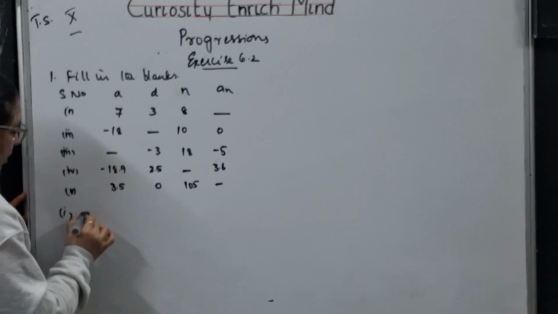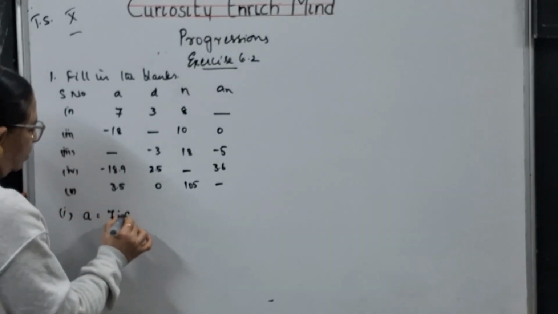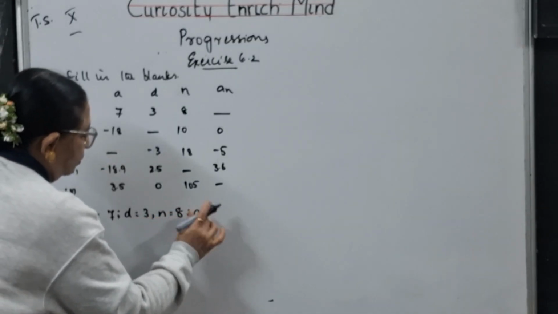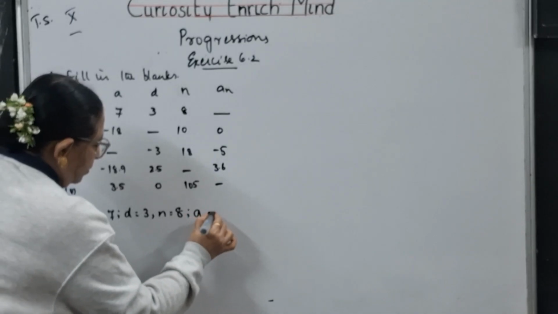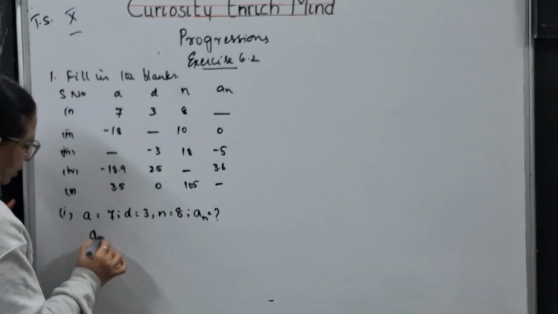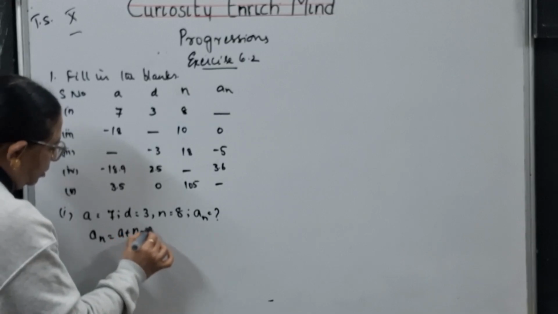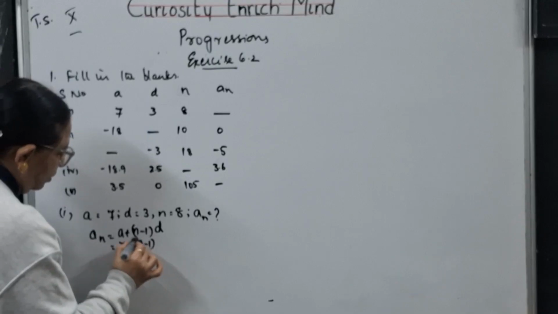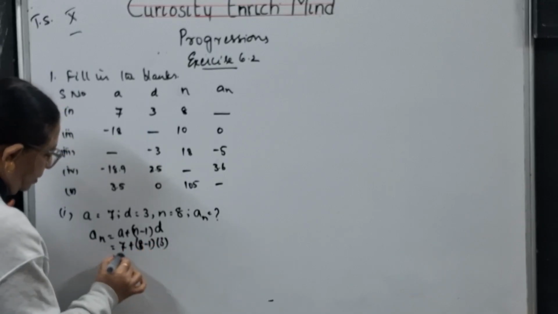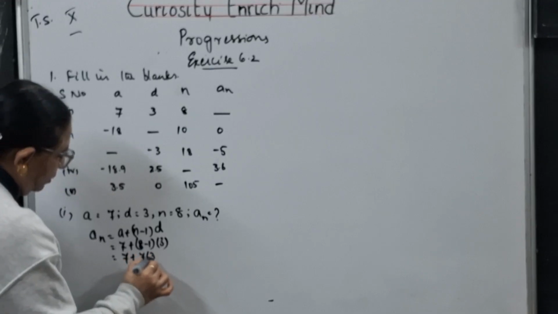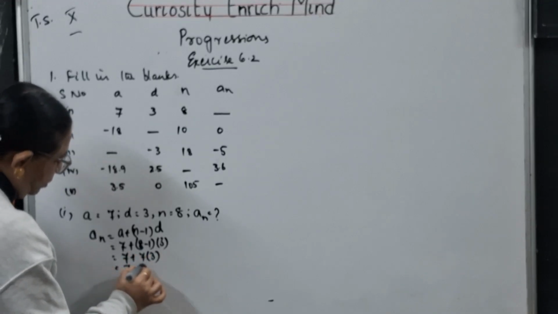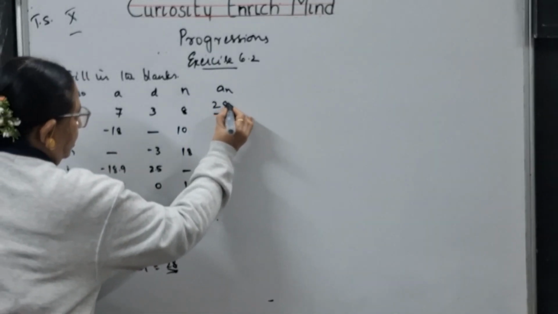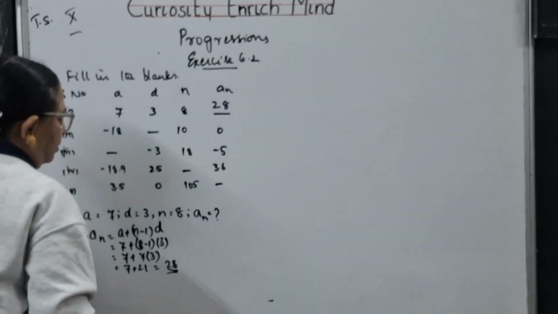So, first problem, they have given a as 7, d as 3, n as 8, and you have to find out a_n. What is a_n? We know that a_n is equal to a plus (n minus 1) into d. That is equal to 7 plus (8 minus 1) into d, which is 3. 7 plus 7 into 3. 7 plus 21, that is 28. So a_n is 28. Next, second one.